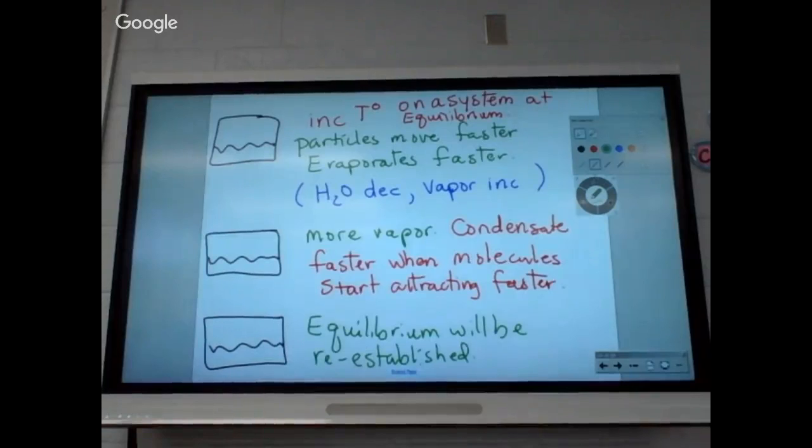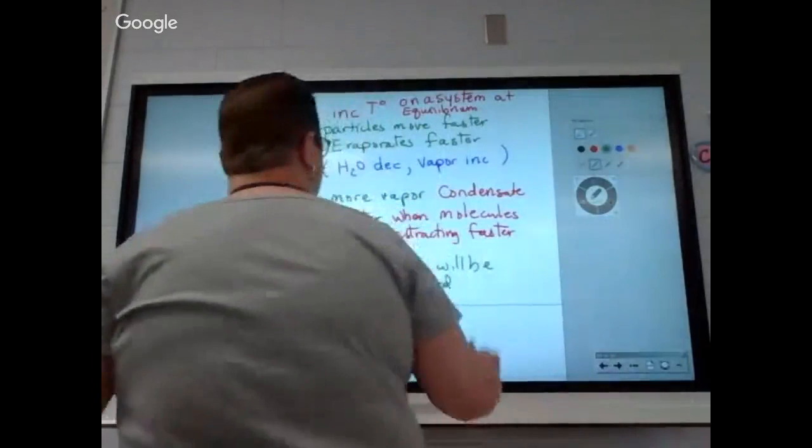Yes. Really? No. What did you tell me about evaporation? It evaporated faster. What did you tell me about condensation? It's faster. So what can you tell me about the rates at equilibrium? They're the same? They'll be faster. Okay.